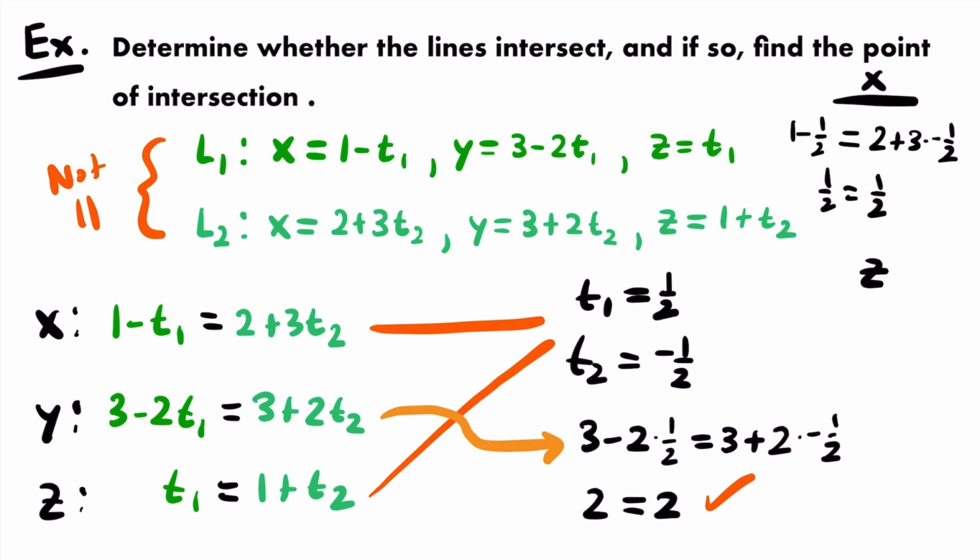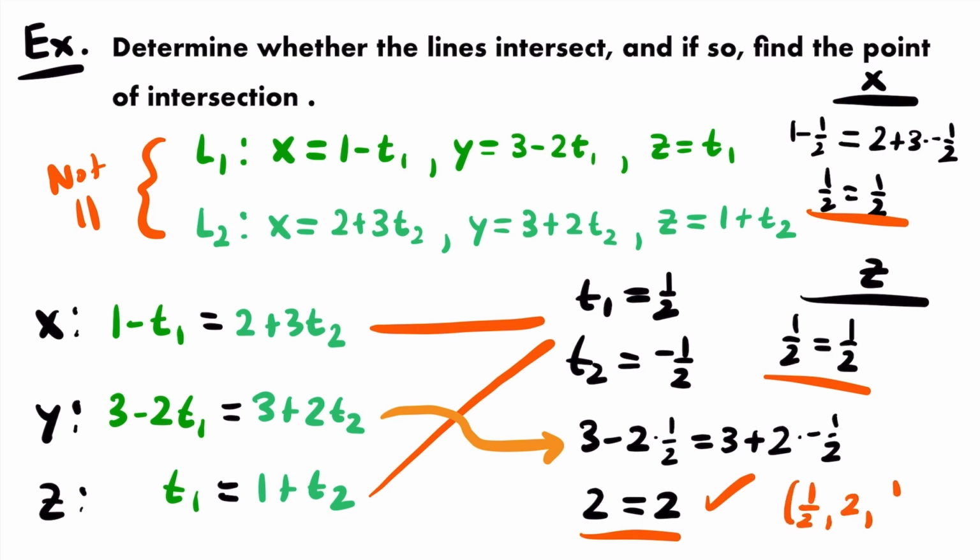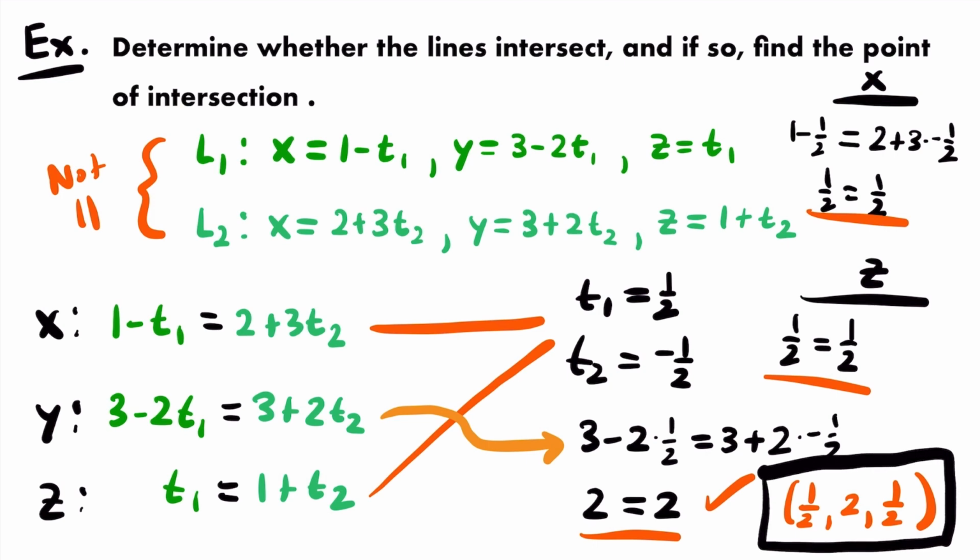And then finally, for the z-coordinate, we have t1 equals 1 plus t2, and so t1 is 1/2 and t2 is negative 1/2, so we have 1/2 is equal to 1 plus negative 1/2, and of course 1 plus negative 1/2 is 1/2, and so that checks out. We have 1/2 equals 1/2. And so now we have the x, y, and z coordinates for the point of intersection between these two lines. The point is (1/2, 2, 1/2). All right, that is the final answer to this example.